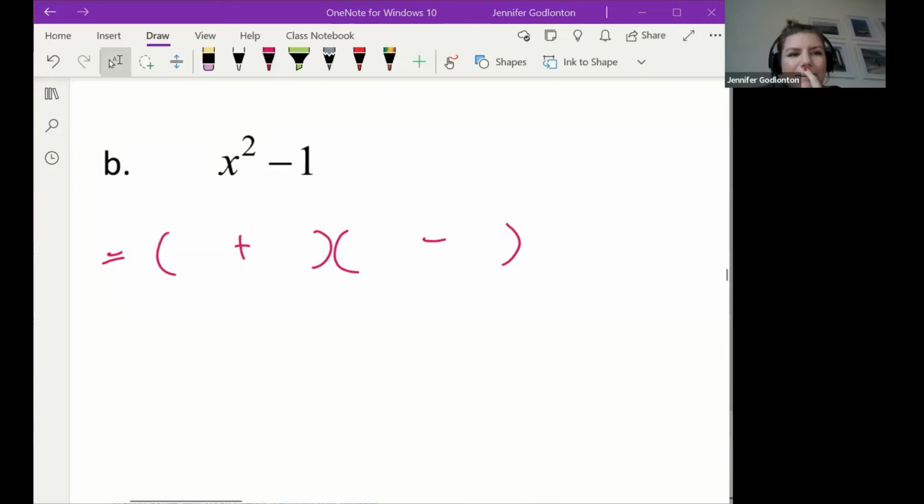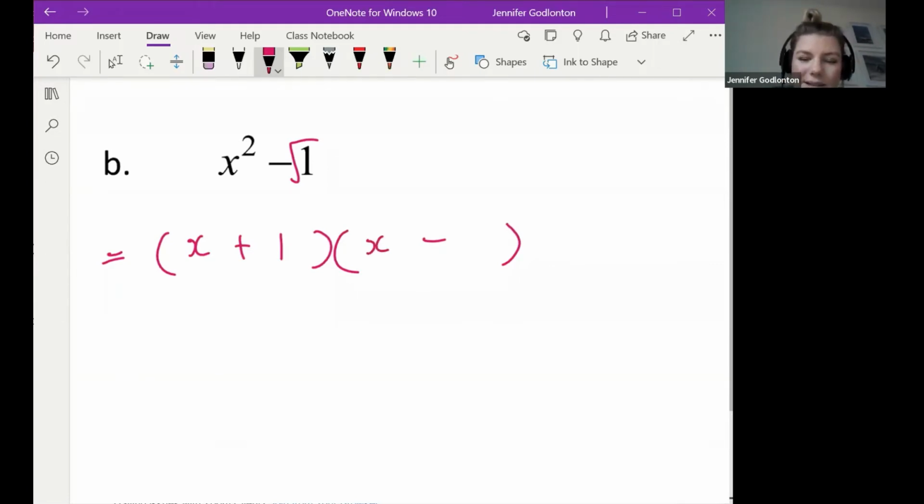Paul, how can I help? Ma'am, you're going to say x plus minus 1. Careful, careful. Don't worry about the sign at all. Just think, what's the square root of 1? Square root of 1, ma'am. Let me see. Square root of 1 is 1. Good. So we just write a 1. Then you say x minus 1. Yes, excellent.